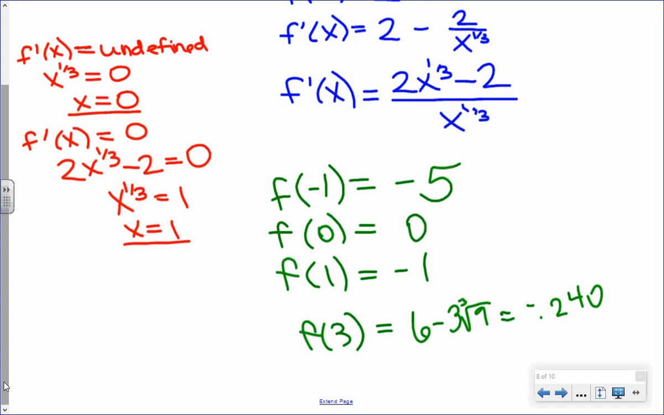Okay, so we can make a decision. Our absolute maximum is where? At 0, 0, isn't it? Isn't that kind of awkward? 0, 0, your maximum. Okay? And our absolute minimum occurs at -1, -5.